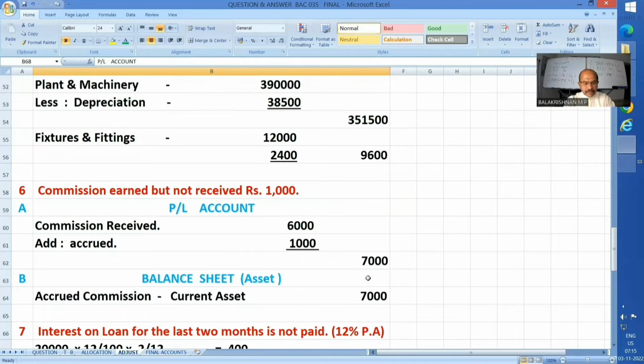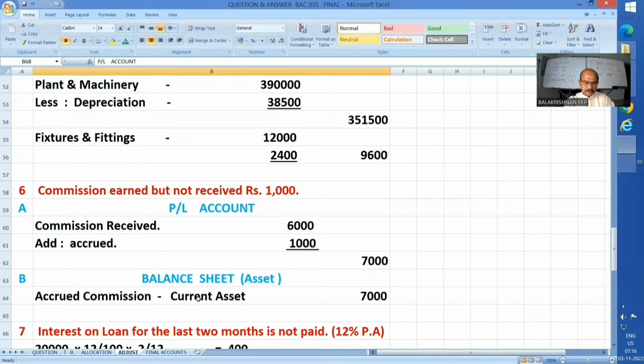6. Commission earned but not received rupees 1,000. I have received only 6,000 because that is the amount shown in the trial balance. Again, they say, no, that is not the full commission you are entitled to. You have worked for another 1,000 rupees also. That is called accrued. So 1,000 more. So show the full 7,000. However, this 1,000, since I have not received it, somebody owes me, is an asset to me. So it is called accrued commission. So in the balance sheet asset side, it's a current asset.